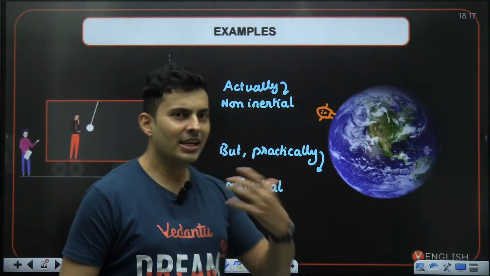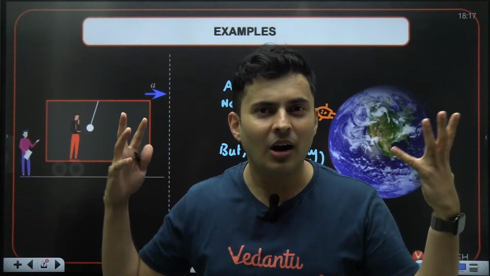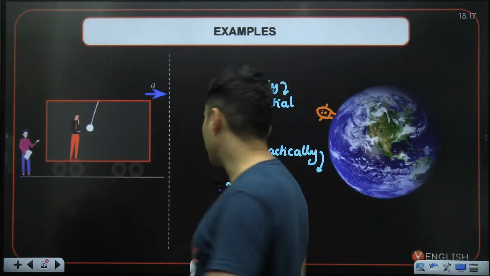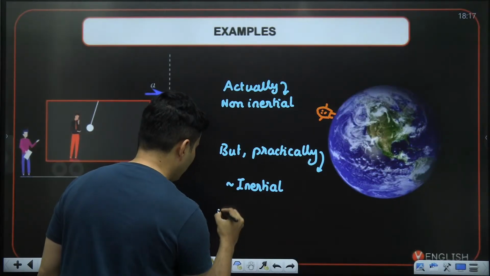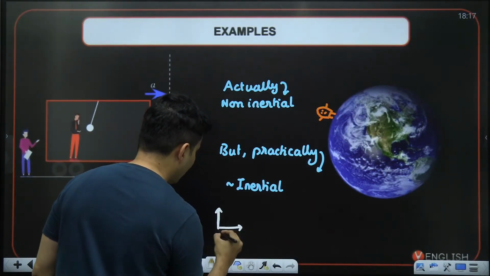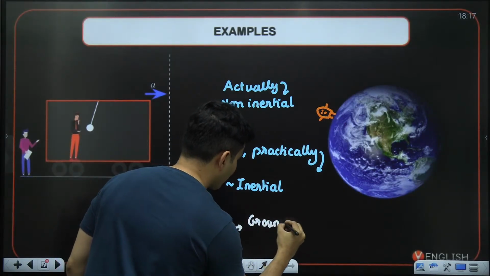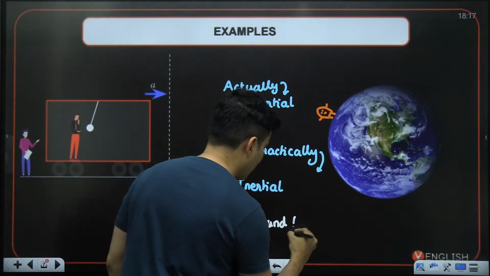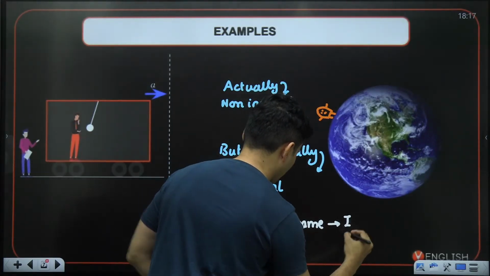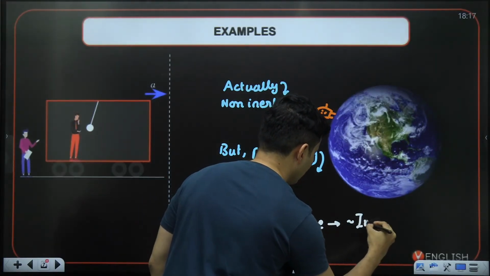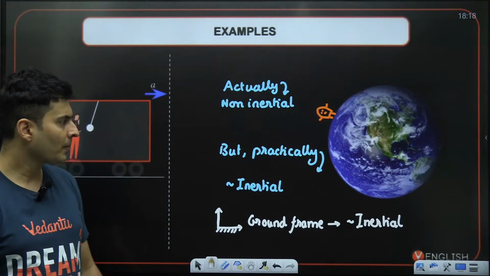So now think about it. Everything on Earth, you are a ground frame. All ground frames will then be inertial. So can we finally conclude that a ground frame of reference, if you are attaching a frame to the ground, so ground frame, Earth frame, is going to be nothing but inertial in nature. It's an inertial frame for all practical purposes.